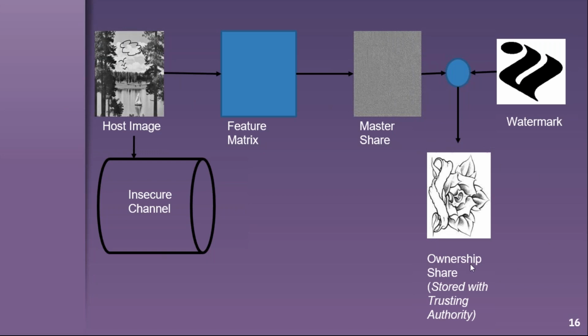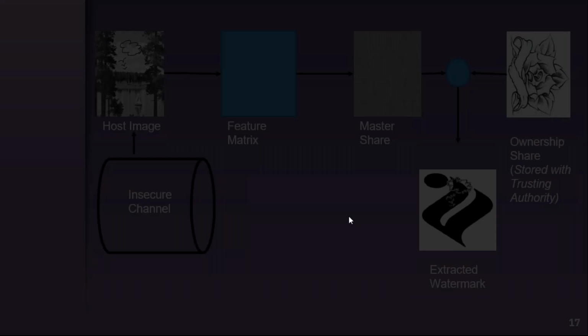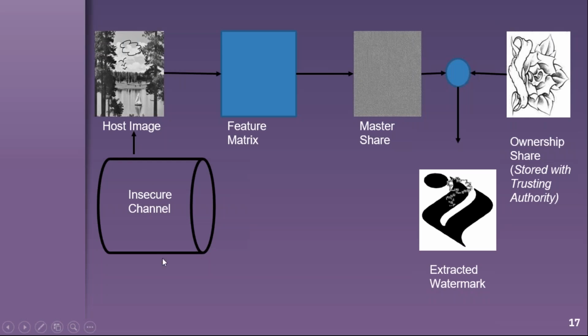We can call this ownership share a key, which is stored with the owner. Later, again from the insecure channel, someone receives the host image. Again, the same technique is applied. When the host image is provided as an input to the model which we have developed, we create again a feature matrix.